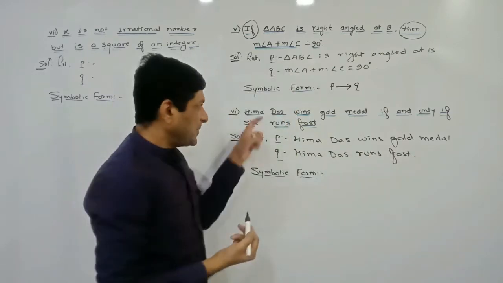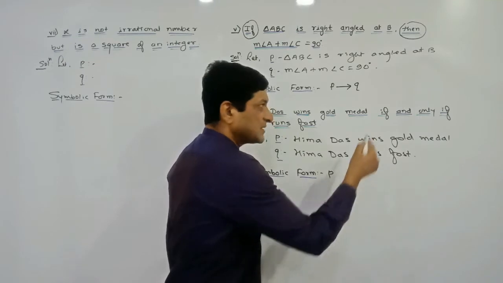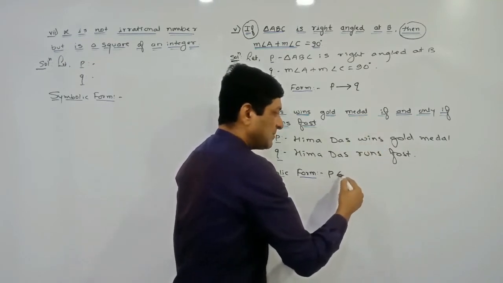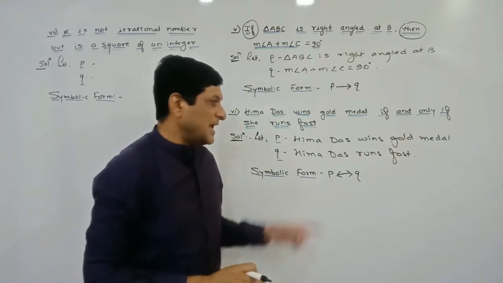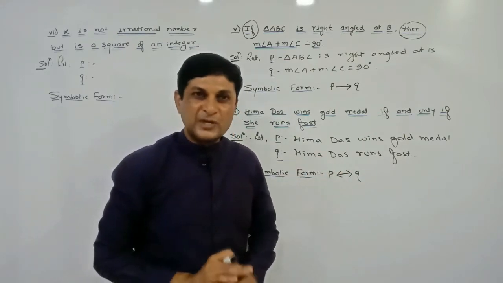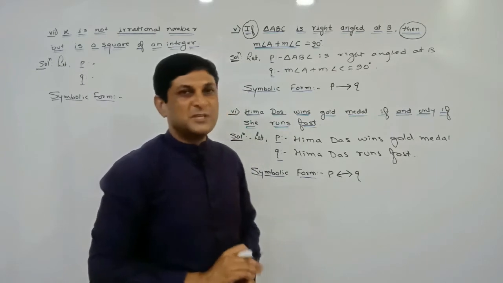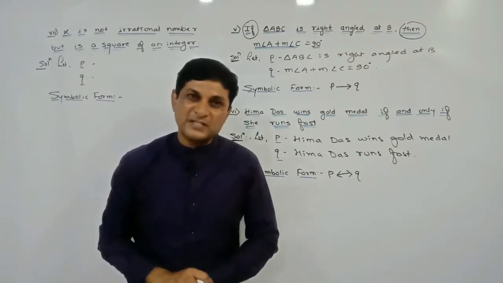So here the first part means P. These two parts are connected by if and only if. Double implication is the symbolic representation of if and only if, and the second part we have denoted by Q. So P if and only if Q will be the symbolic representation of the given statement.